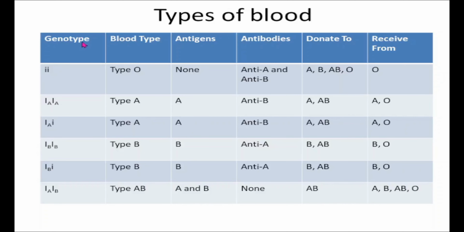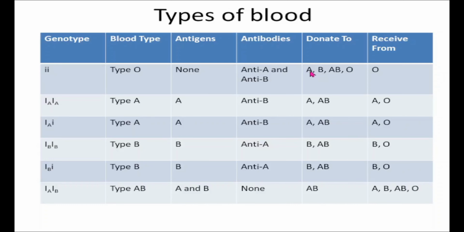Let's see. If the genotype is small i, then the blood type will be O. The antigen is, there is no antigen. Antibodies are against protein types A and B, so anti-A and anti-B. The O blood type donates to all kinds of blood: A, B, AB, and O, because as there is no protein on the red blood cell surface of O blood, when it enters the patient's body, it will not cause any fighting with the existing blood types.